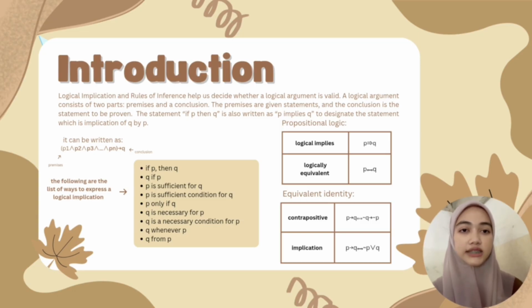The idea of implication can be expressed in many different ways. For example, if P then Q, Q if P, P is sufficient for Q, Q whenever P. All of this means the same thing logically. Remember, P implies Q means that if P is true, Q must also be true. Two important logical equivalents help us work with implication, which are the contrapositive and the implication. These equivalents are powerful tools when proving or simplifying logical statements.